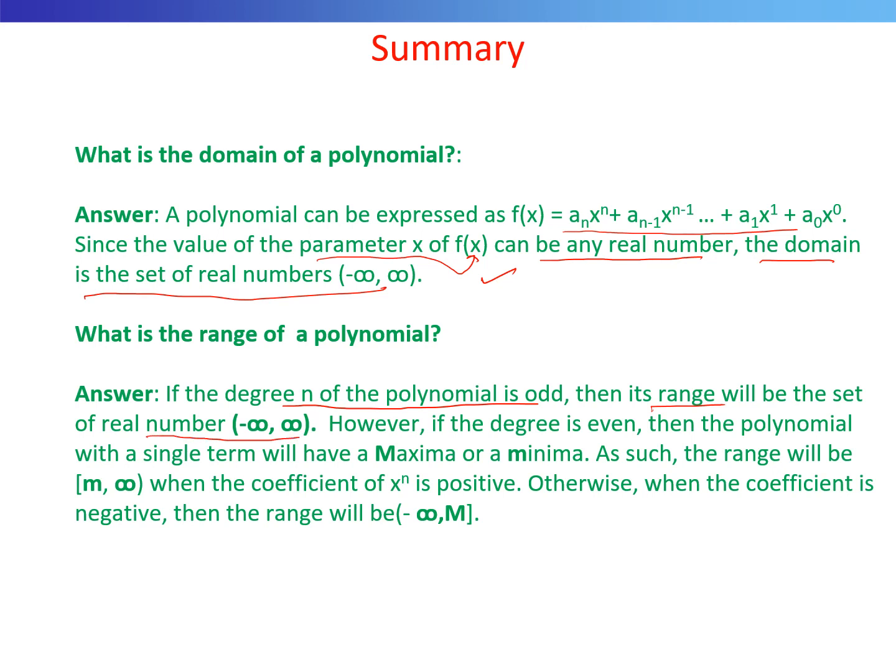However, if the degree is even, then the polynomial with a single term will have either a maxima or a minima. As such, the range will be from lowercase m included to infinity when the coefficient of x to the power n is positive. Otherwise, when the coefficient is negative, then the range will be from negative infinity to uppercase M.